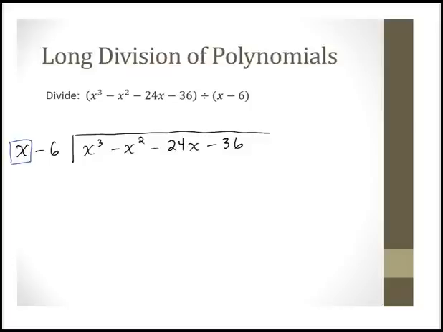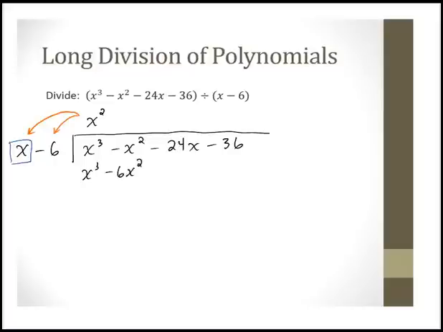So we say, well, what is x cubed divided by x? How many times does x go into x cubed? X goes into x cubed x squared times, because x times x squared is x cubed. Now in the multiplication step, we multiply back through everything in the divisor using the distributive property. So that gives me an x cubed and a minus 6x squared.